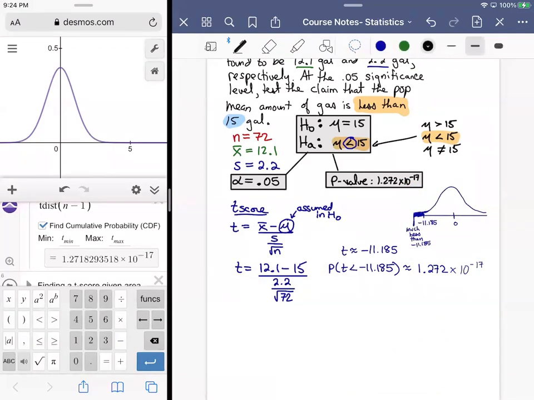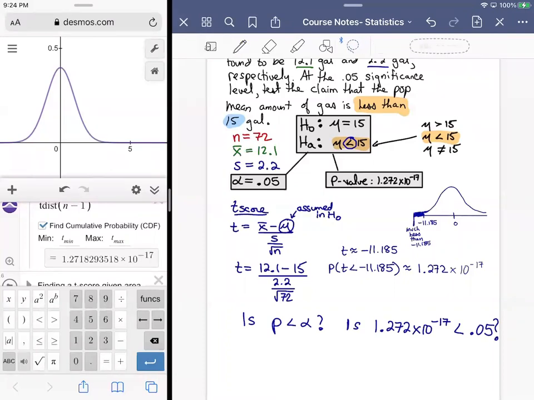All right, so we want to know, is the p value less than the alpha value? Is p less than alpha? So is (1.272) times 10 to the negative 17th power less than 0.05? And the answer is yeah, it is. A lot less. One of them's exactly 5%, and the other one is close to zero.